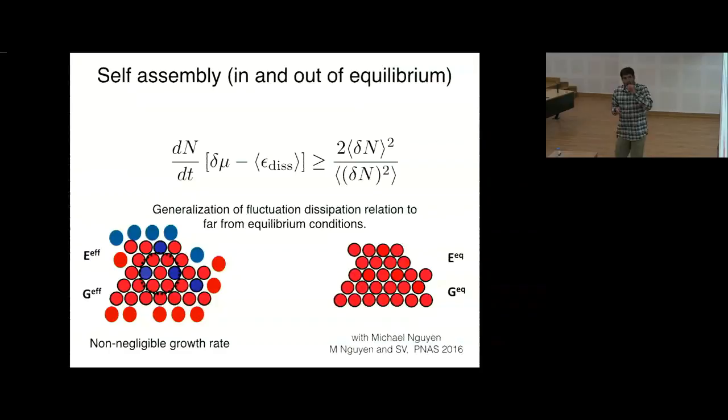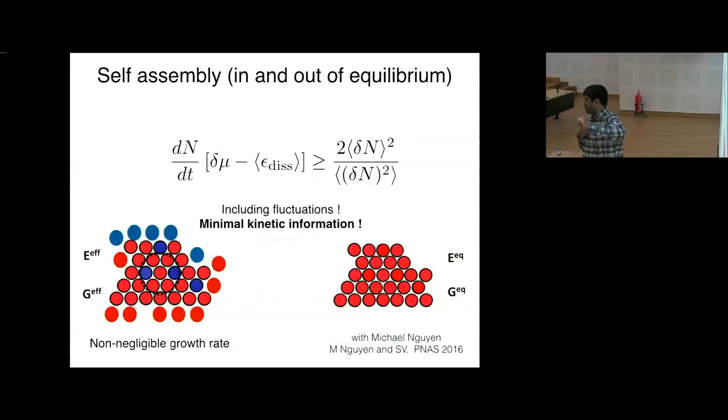So when is which one? So this whole thing goes to zero as you approach equilibrium. Because this object goes to zero as you approach equilibrium, this object goes to zero as you approach equilibrium, and the whole limit goes to zero as you approach equilibrium.